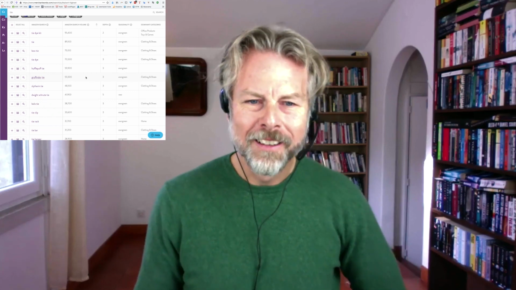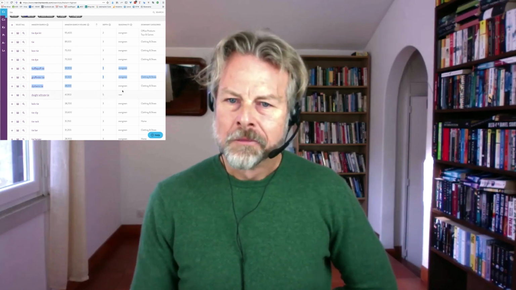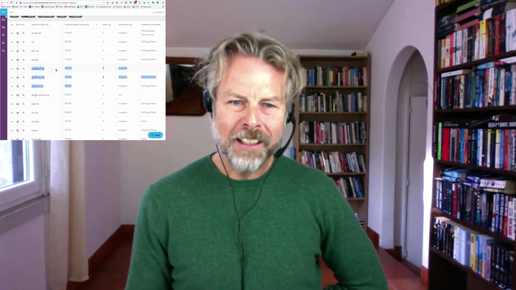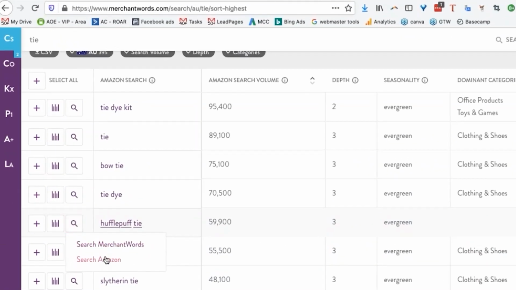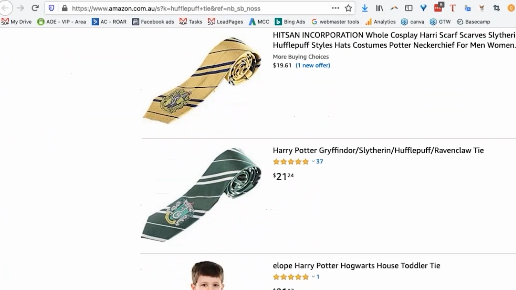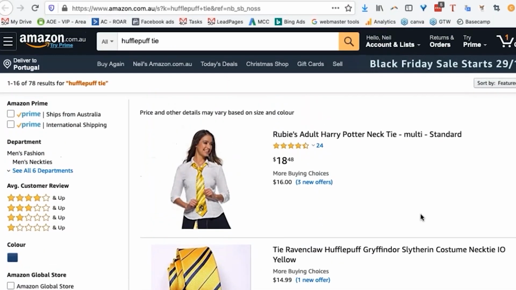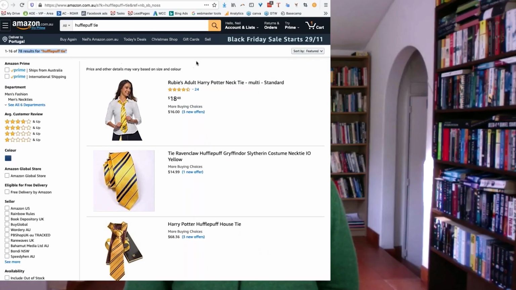Alright, cool. I'm assuming you guys have all seen Harry Potter. So, people are buying the Hufflepuff tie. Now, just to be clear, that is not a branded, trademarked Harry Potter product. It is the Hufflepuff colours. Let's just have a look what colours they are. Here we are. That's not a trademark product. And people are buying that. Look at how many people are buying it. It's nuts. 59,000 people search for that, and there's 78 results. That's just crazy.